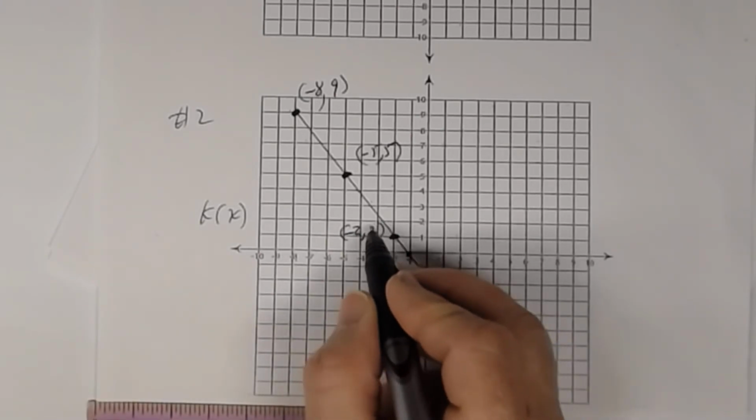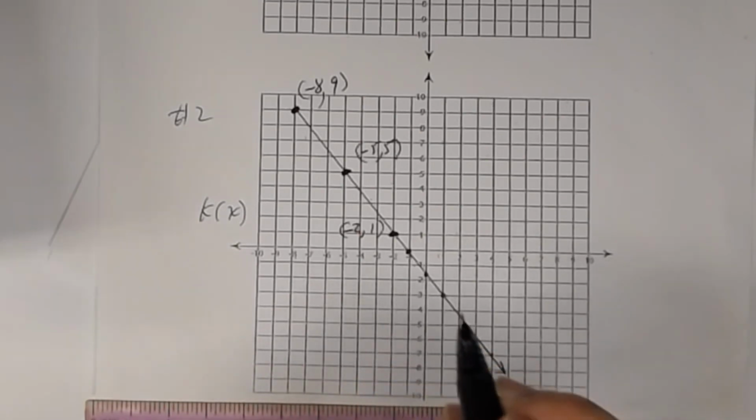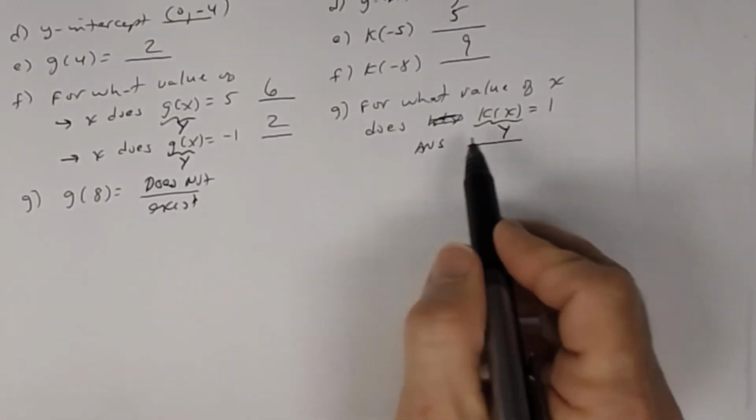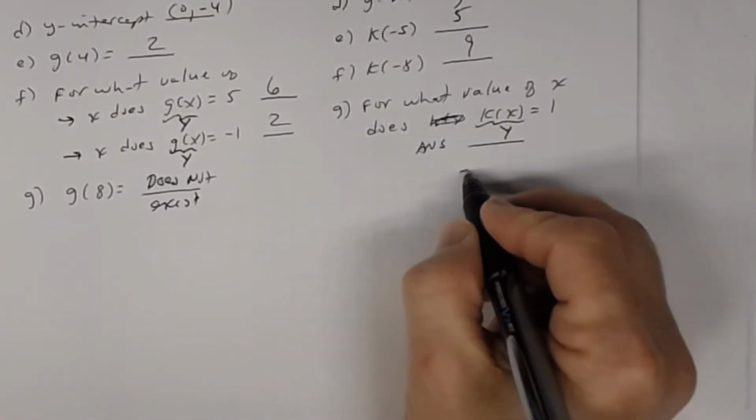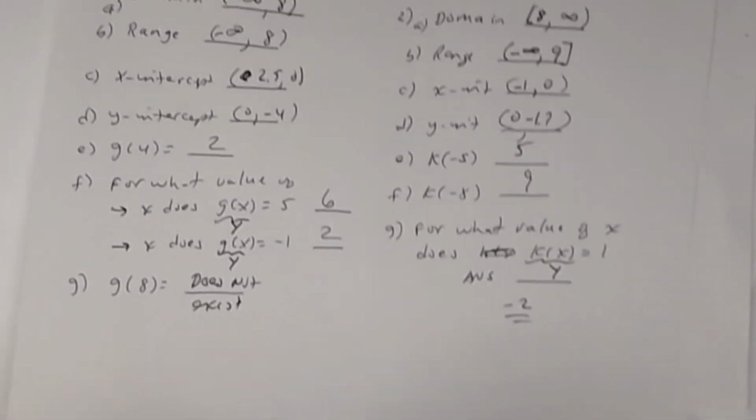So when y is 1, what's the x value? When y is 1, the x value is negative 2. That's the answer. All right.